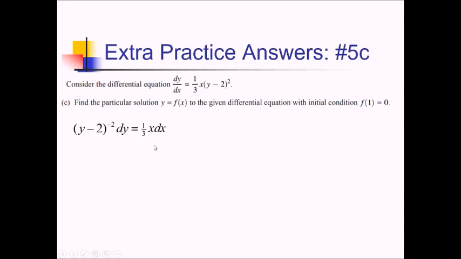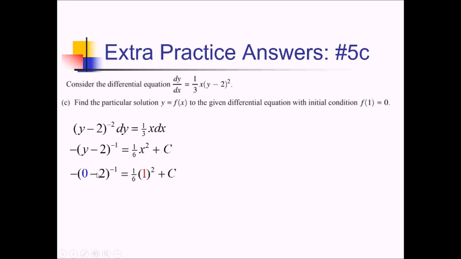Taking my antiderivatives now, on the left side, this bumps up to a negative 1, so I have negative 1 times y minus 2 to the negative 1. And on the right side, using my reverse power rule, this bumps up to a 2. Dividing by that, we have 1 over 6 x squared. And don't forget the plus c, because we need that on the next step. To find that c value, we're going to plug in our initial condition of (1, 0). So I've got negative, y value is 0, minus 2 to the negative 1. And on the right side, this is 1/6 times the x value 1 squared plus c. So this is 1 over 6 plus c on the right side.